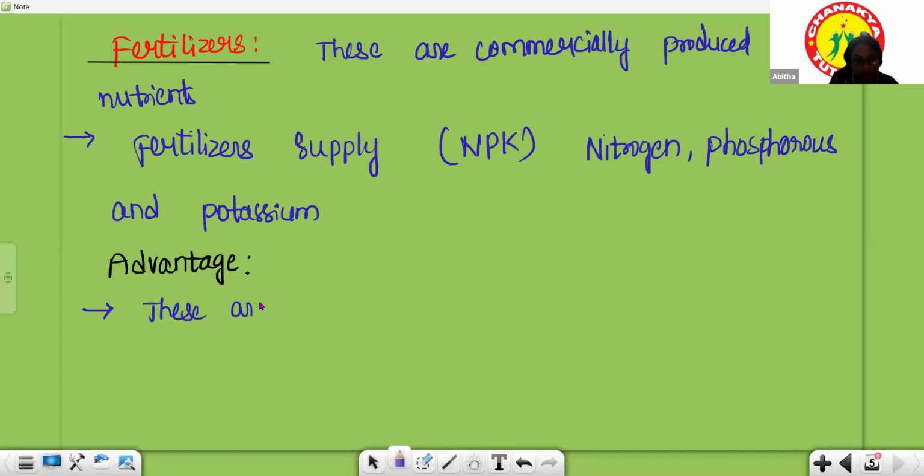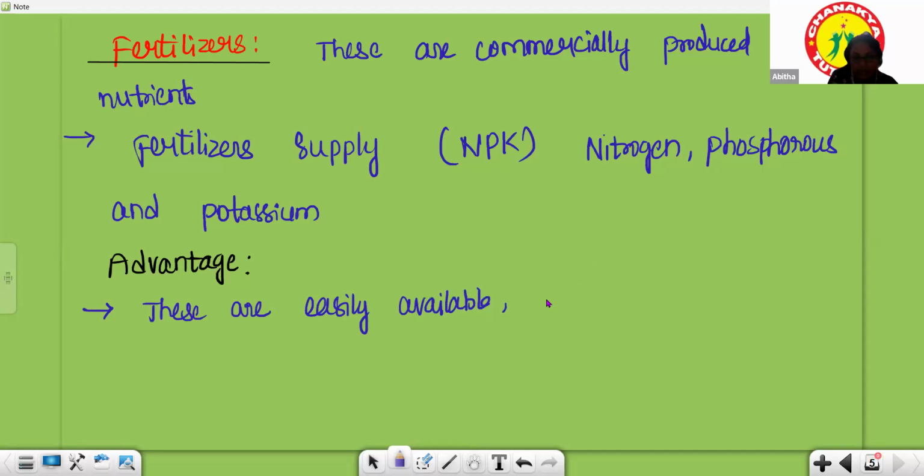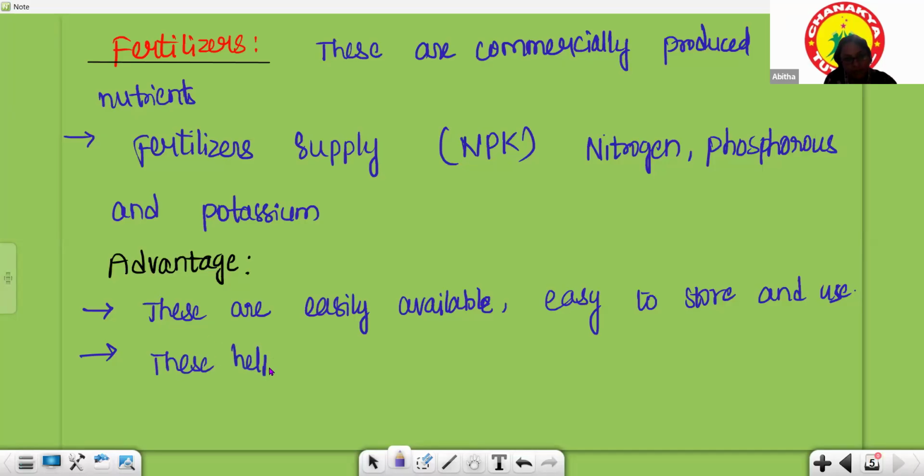Because these are easily available and easy to store and use. As they're easily available, you can use them easily and store them easily. So fertilizers are used. It helps in higher yields of high cost farming.